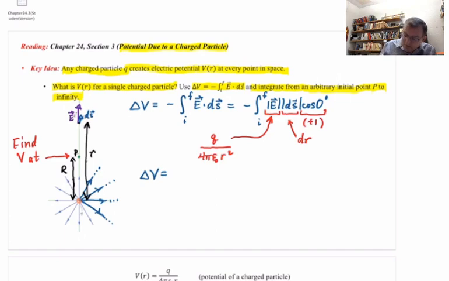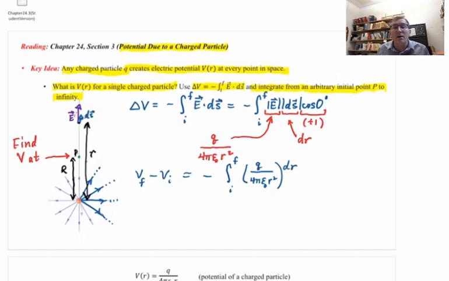Actually, let me go ahead and expand out the delta V. That means V final minus V initial. And so that's going to equal negative integral from I to F of Q over 4 pi epsilon 0 little r squared times d little r. But remember where point F is, the final point? Way out on that line, way out at infinity.